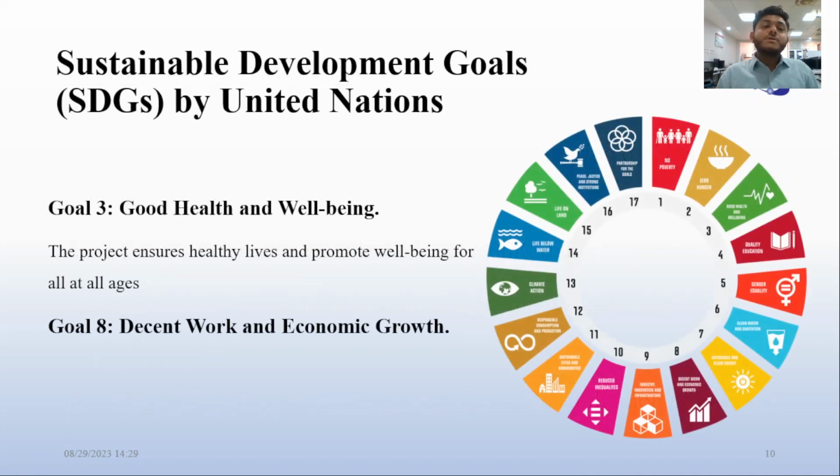And also our project covers two sustainable goals by the United Nations, which are goal number 3, that is good health and well-being. It ensures healthy lives and promotes well-being for all at all ages. And goal number 8, that is it promotes decent work and economic growth, because we have used our own fabricated pressure sensor for these purposes.